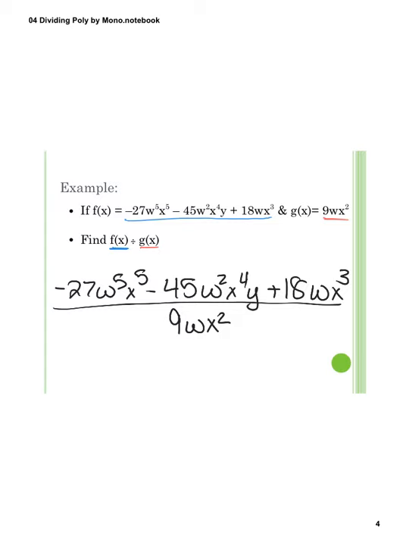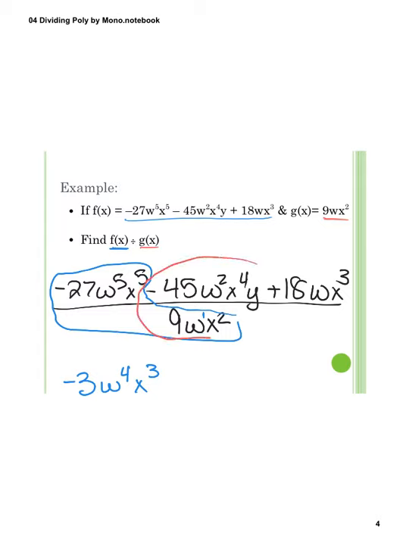So the first thing we're going to do is divide these here. Negative 27 divided by 9 is negative 3. W to the fifth divided by w to the first means subtract your exponents, so w to the fourth. x to the fifth divided by x squared, 5 minus 2 is 3.